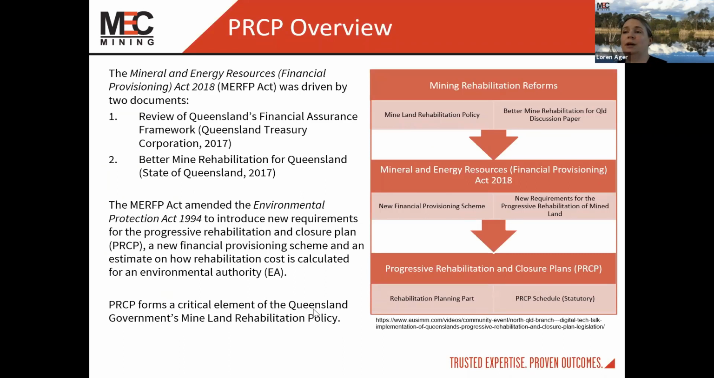So having a look currently at what's happened in the Australian legislation and reform of legislation in the last couple of years, there are two massive areas which needed a bit of a focus, based on the fact that there was a lot of money being piled up in rehabilitation, and the costs that were being incurred by the government, or the potential costs, weren't being calculated correctly. There were two areas, driven from the Mineral and Energy Resources Act of 2018. And there were two documents: the review of the Queensland Financial Assurance Framework, and then the Better Mine Rehabilitation for Queensland.